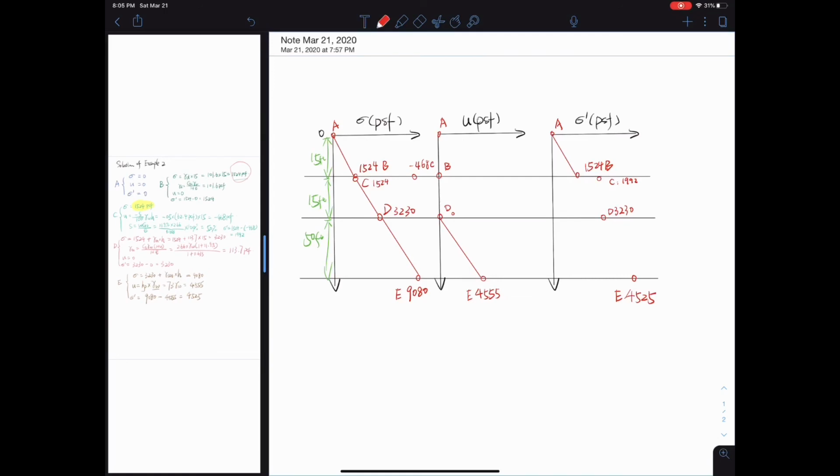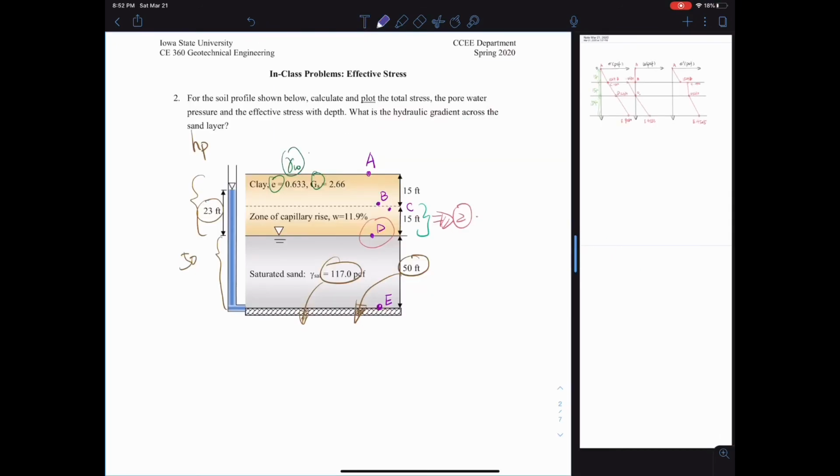Then we connect each point. For the total stress, we have connected all the points. For the pore water pressure, we connect A and B, B and C, then C to D, and D to E. And for the effective stress, we connect A to B, B to C, C to D, D to E. Okay, let's solve the last problem of example 2.